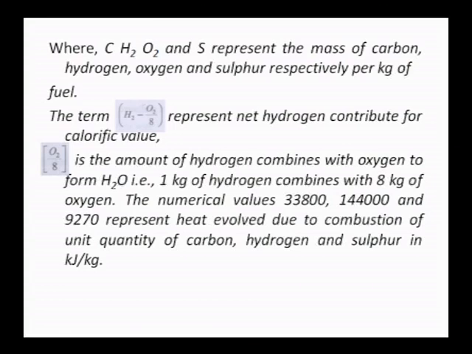1 kg of hydrogen combines with 8 kg of oxygen. The numerical values 33,800, 144,000 and 9270 represent heat evolved due to the combustion of unit quantity of carbon, unit quantity of hydrogen and unit quantity of sulphur, expressed in kilojoules per kg. So, these numerical values are very significant. They represent the heat evolved by that particular chemical, whether it is carbon, hydrogen or sulphur.